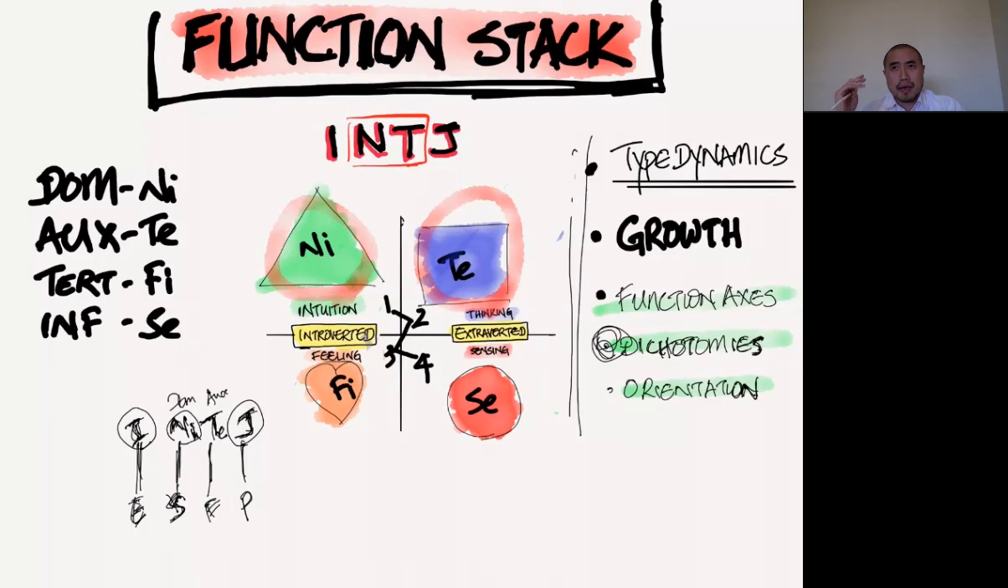I think the highest values of most INTJs would be efficiency and effectiveness. Efficiency mainly because they need to save energy. As introverted intuitives, we have extroverted sensing as the inferior function. You can see from the diagram here, or whatever you want to call this thing I'm doing.